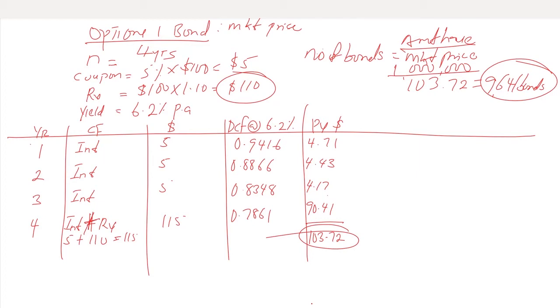The examiner says we should calculate Macaulay duration. What do I do? Macaulay duration. I will quickly remember Macaulay duration is the weighted present value over the present value. That means the weighted value over the market price. That's what it means.